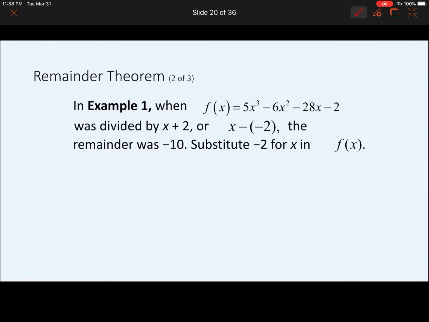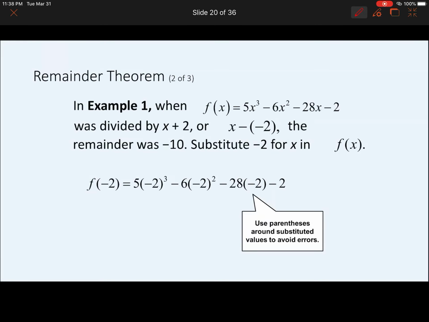So based on the remainder theorem, if we were to take this negative 2 and put it in place of each x and simplify, we should get negative 10. So let's look at that. If we were to take our function 5x cubed minus 6x squared minus 28x minus 2, and we divide it by x plus 2, or the negative 2 being the number we're focused on here, the remainder was negative 10. So if you substitute in negative 2 in function f, you should be able to get negative 10.